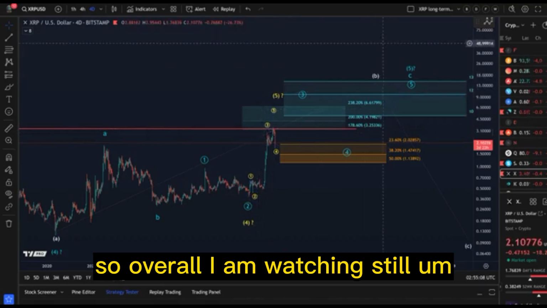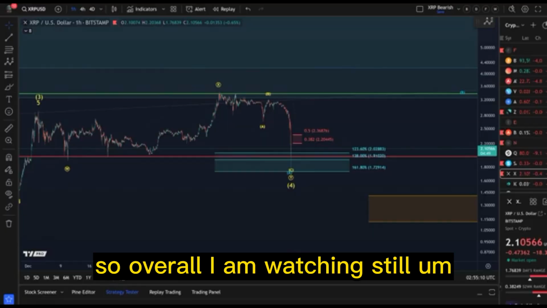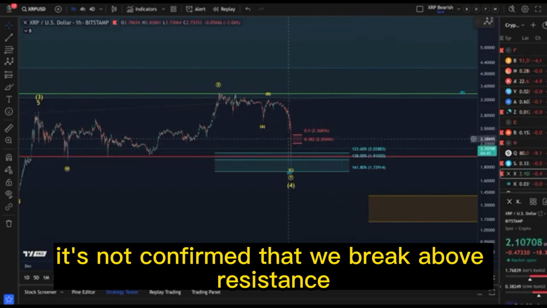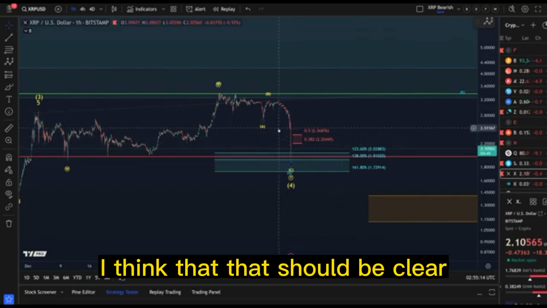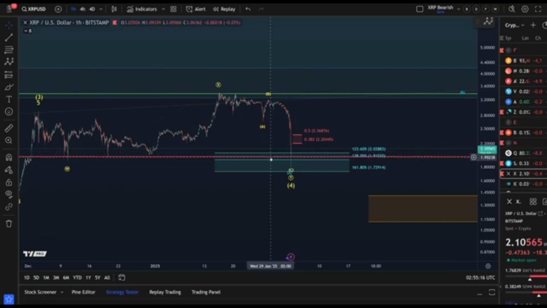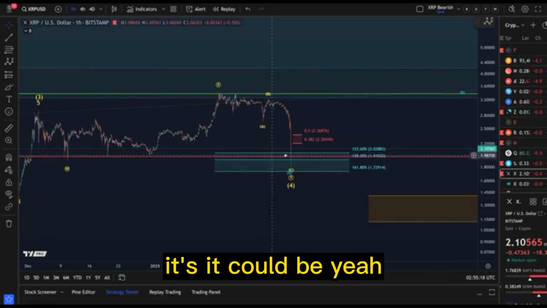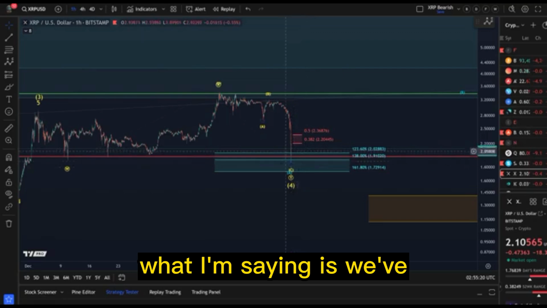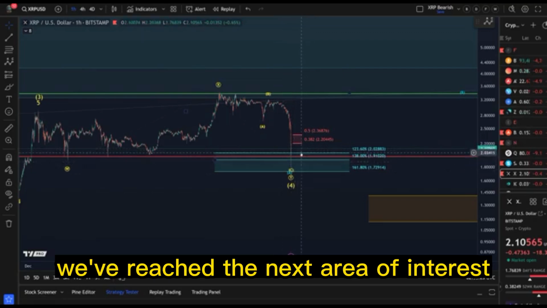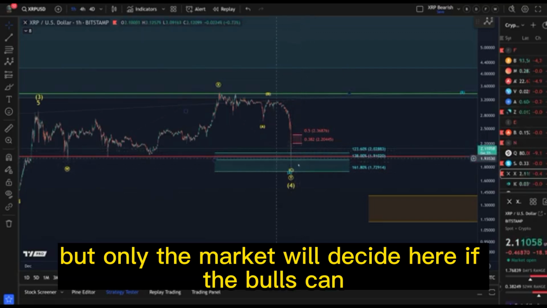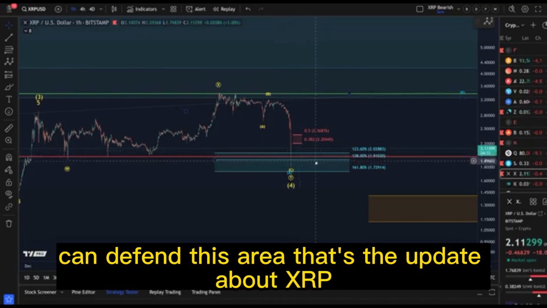So overall, I am still watching for a potential bounce. Obviously, it's not confirmed until we break above resistance. I think that should be clear. It's far from over. What I'm saying is we've reached the next area of interest, but only the market will decide if the bulls can defend this area. That's the update about XRP.